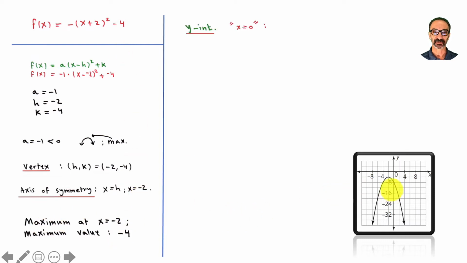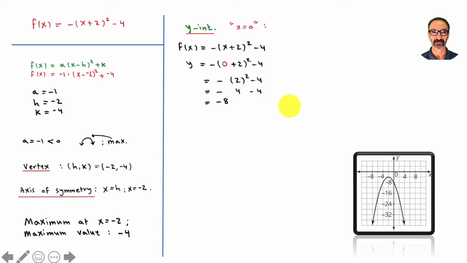The y-intercept, let's see the y-intercept here. Plug in x equals 0. Just plug in here x equals 0 to find the y-intercept. Do the calculations. I have -8. So the y-intercept is at 0, -8.